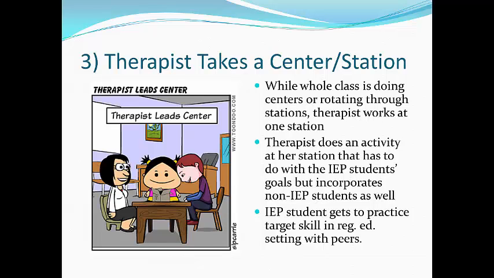So maybe she has a file folder game laid out with some pronoun work on it, and the IEP students would be divided amongst the different groups. And whenever that child got to the station with the therapist, the therapist would work on the language activity, the pronoun activity, with the IEP student, but also with all of the other students. And the benefit of this is that the IEP student gets to practice the target skill in the regular education setting with his peers.